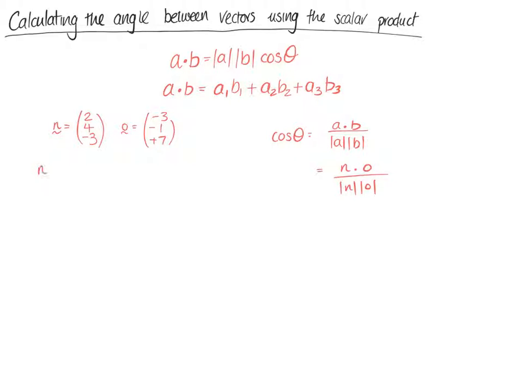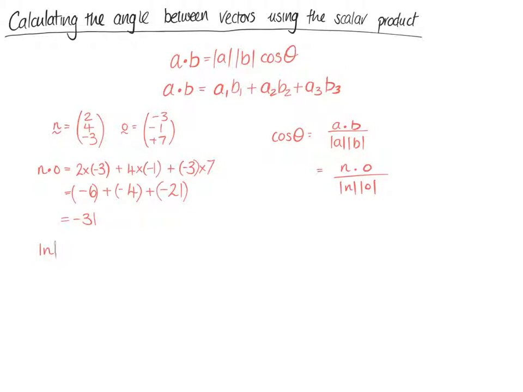Right, so we've got the scalar product of N and O, or the dot product. You'll hear already that I use these quite interchangeably, and they just mean the same thing. So that's going to be 2 times minus 3 plus 4 times minus 1 plus minus 3 times 7. Okay, you don't have to write out all of this every time, the N1O1 plus N2O2 plus N3O3. So we get minus 6 plus 4 times minus 1 is minus 4 plus minus 3 times minus 7 is minus 21. Right, so we're going to end up with minus 31.